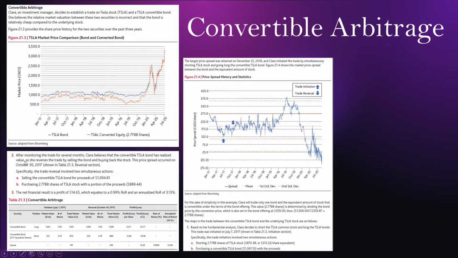The next step here is going to be waiting a little bit. You can see that they wait till the price spread is back up near the mean, and then you can reverse the trade. Whenever the spread does increase or go in the favorable direction, then you can reverse it for a profit. And to do this, you'll sell the convertible Tesla bond for the proceeds, and you'll also purchase back the shares that you short sold, and there will be a profit here.